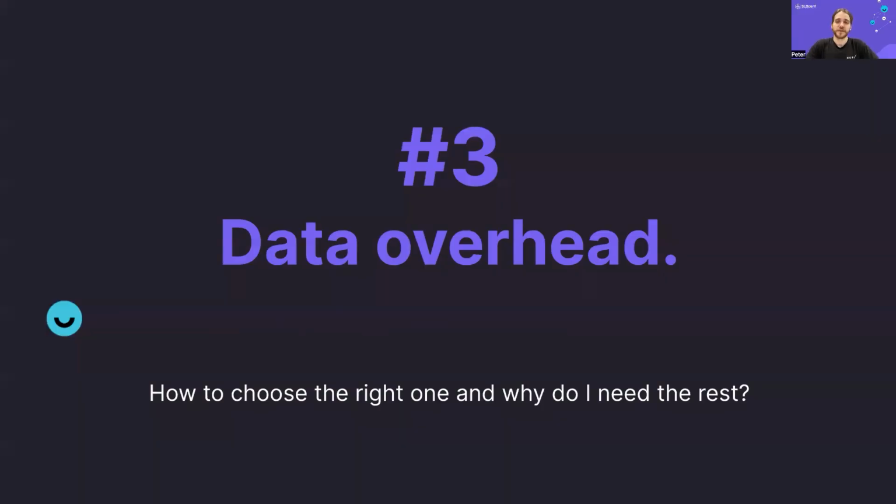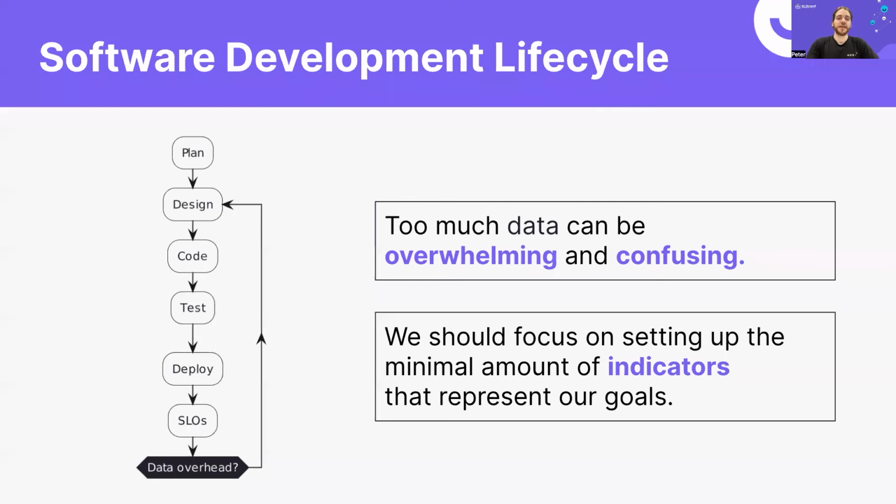But don't go too far, because you might end up with too much data. Data overhead might also be bad. You don't need hundreds of terabytes of data to prove your software is working. You need the right metrics. So we're in a similar situation as the one before. Remember that having too much data can be overwhelming and confusing, not only for engineers working on a specific feature, but for all people interested in its reliability.